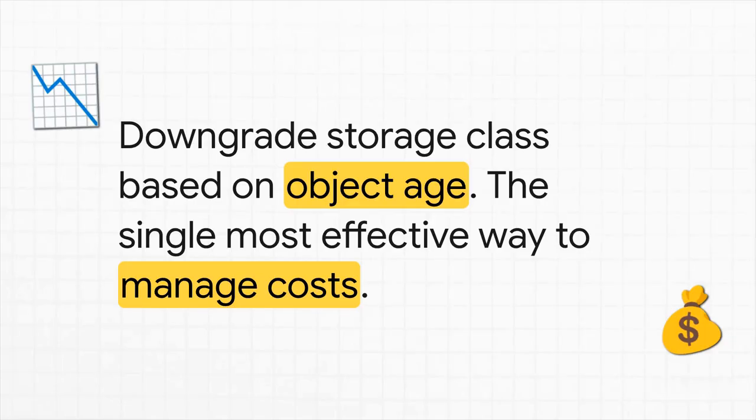Next up, policy number 4. This is the classic. This is really the core engine for saving money over the long haul. Downgrade the storage class based on object age. This is that classic rule we saw with our log file. It's a simple idea. As data gets older and people access it less, you automatically move it from standard to nearline to coldline. This is probably the single most effective thing you can do to manage your storage bill.